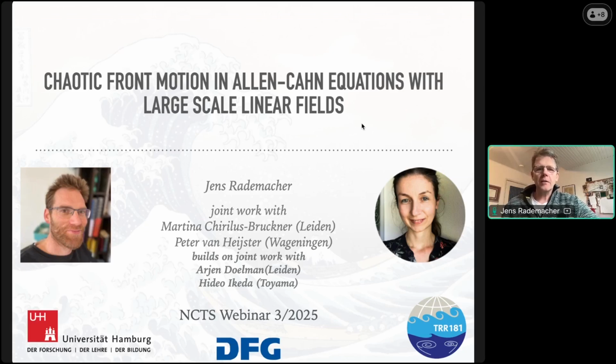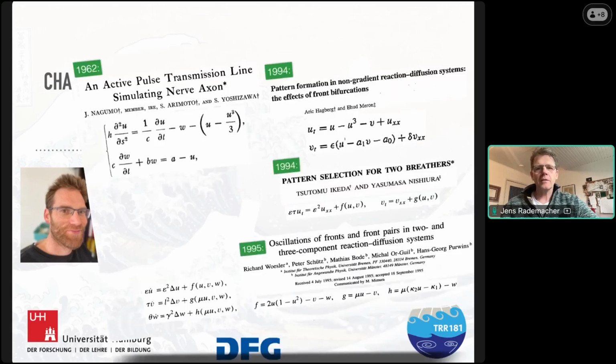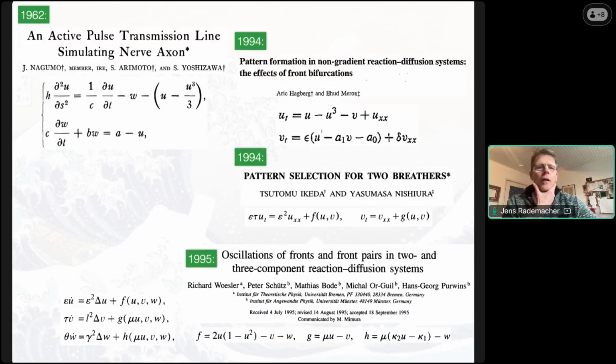So this is what I talk about today. Joint work essentially with Peter van Heister on the left and Martina Chelus-Bruckner on the right, and it builds on earlier work with Arjen Dulman and Hideo Ikeda. What I'll be talking about has to do with reaction diffusion equations in one space dimension and the interface or front formation there. This is kind of the simplest setting at first, and we're interested in how these interfaces move.